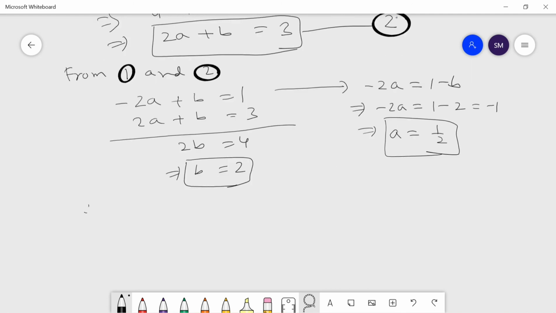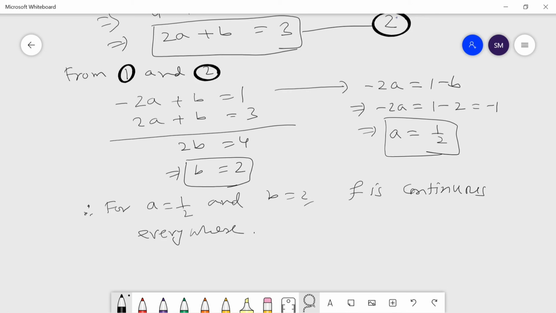So therefore a is equal to half and b is equal to 2, for which f is continuous everywhere. This is the conclusion. So this way we can discuss the continuity of different functions.